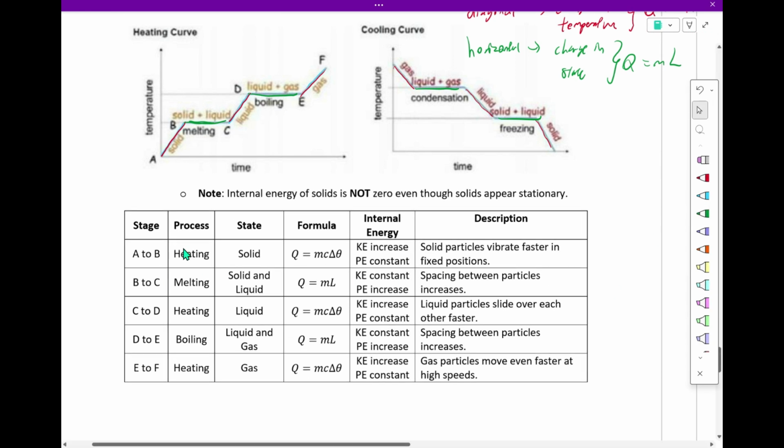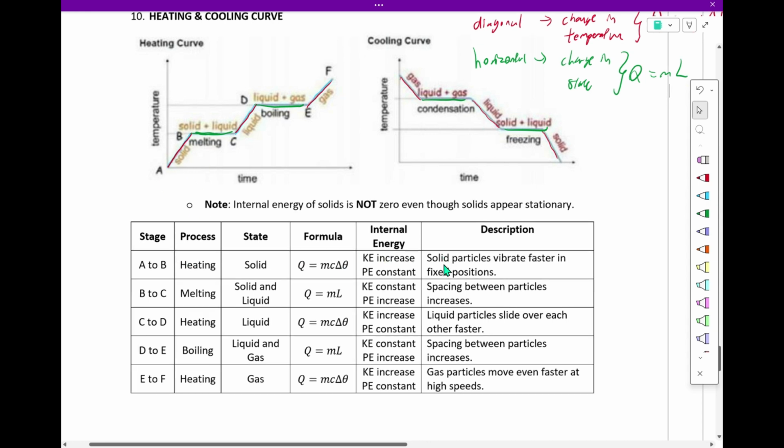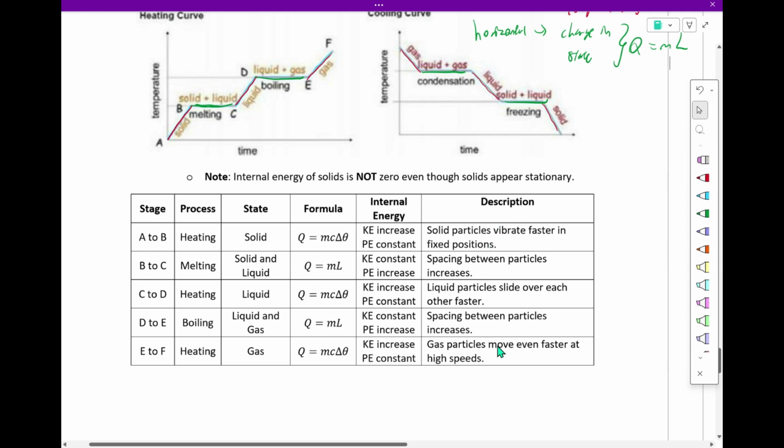Okay, so you can see in the table below, do take note, like I said in the kinetic particle model of matter chapter, even though solids look as if they are stationary, they are not zero energy, which means even at A or at B, you still have internal energy. So from A to B, you can see it is a change in temperature, a diagonal line. We'll just use mc change in theta. If you want to describe what happens in between, you can just say that your solid particles vibrate faster in their fixed position.